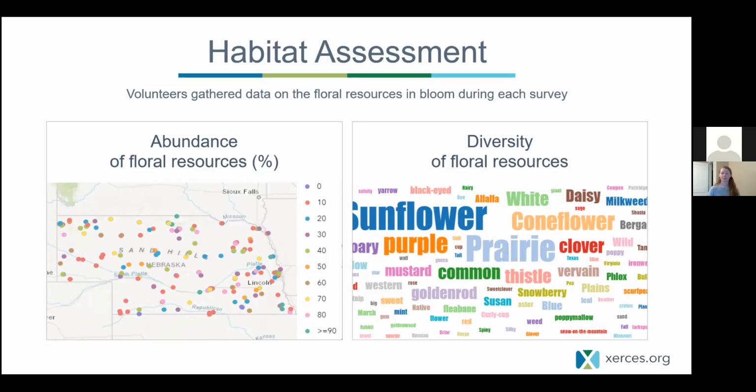We also asked volunteers to give a diversity measure. So how many different types of plants did you see in bloom? And then we asked them to name them. And this gives us a list of the plants that were available, the plants that were being used by the bees, just so that we can draw a little bit more information.